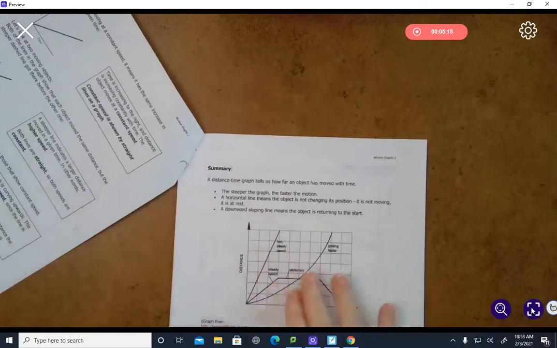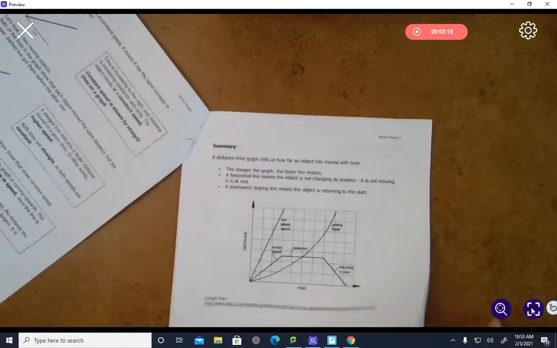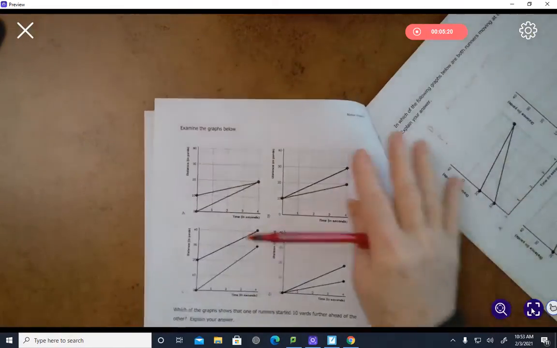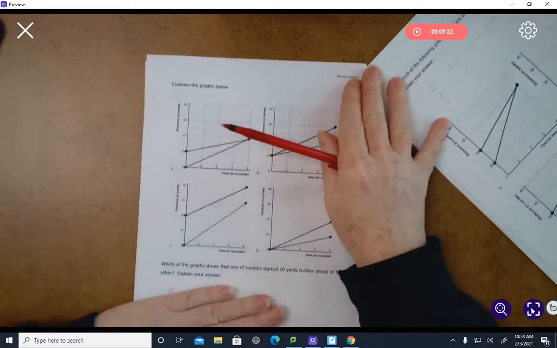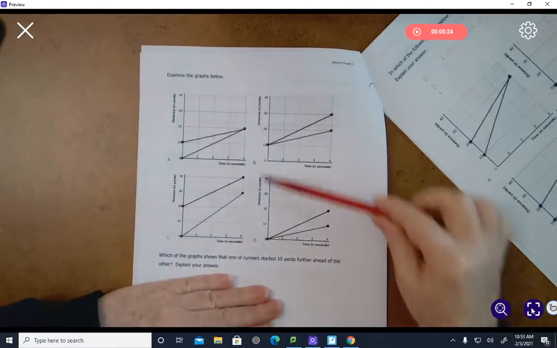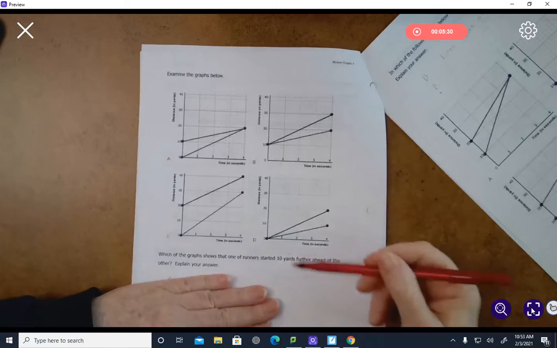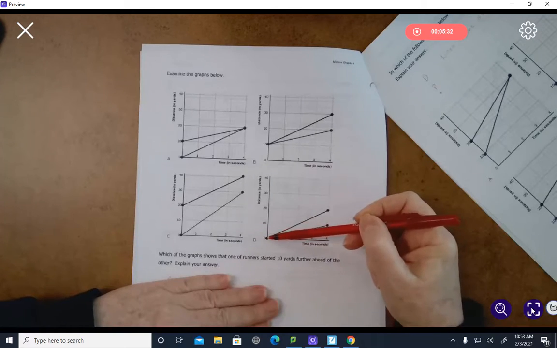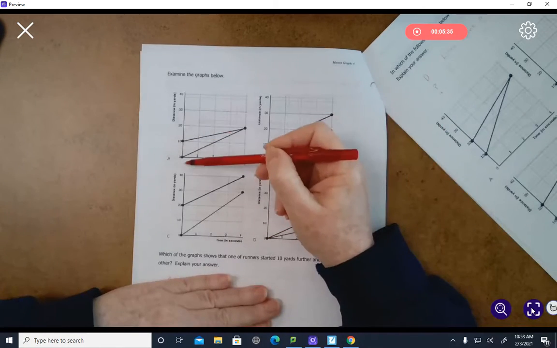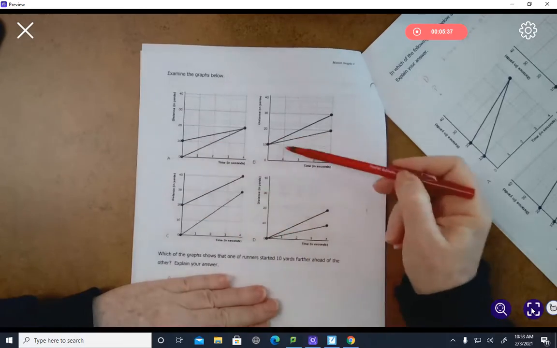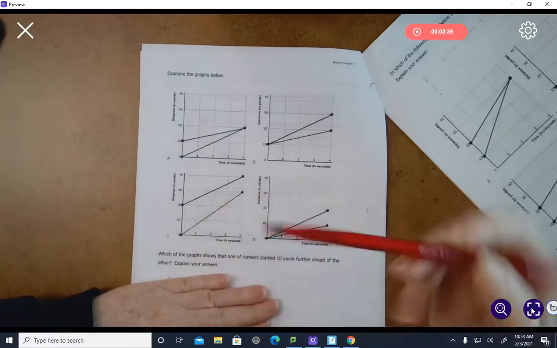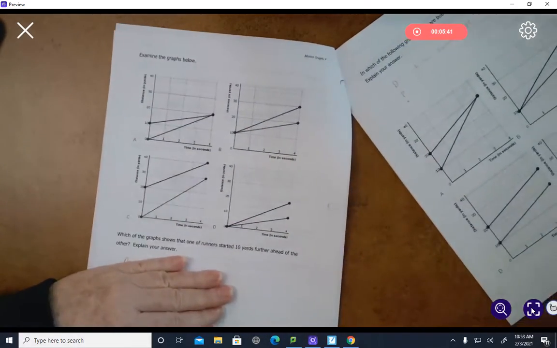There's really nothing to write on what I would call the first 3 pages. Okay, so I'm going to hide my answer here, and it's only one question. Which of these graphs shows one of the runners starting 10 yards ahead of the other runner? So this would be the places where they start. You would pick either A, B, C, or D, and then you would just explain your answer.